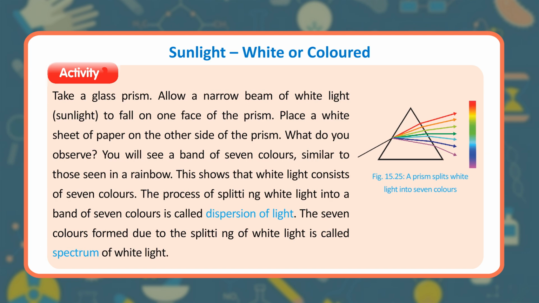Activity. Take a glass prism. Allow a narrow beam of white light, sunlight, to fall on one face of the prism. Place a white sheet of paper on the other side of the prism. What do you observe? You will see a band of 7 colors, similar to those seen in a rainbow. This shows that white light consists of 7 colors. The process of splitting white light into a band of 7 colors is called dispersion of light. The 7 colors formed due to the splitting of white light is called spectrum of white light.